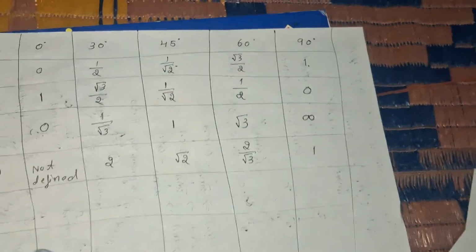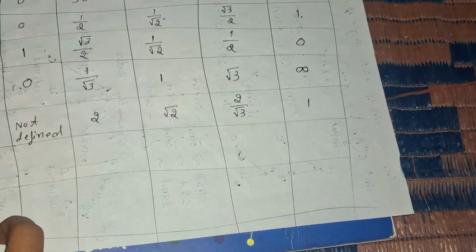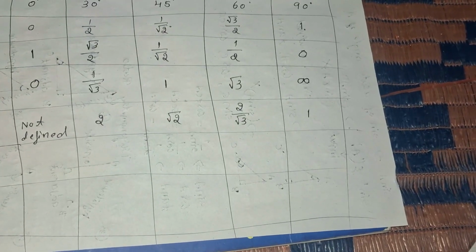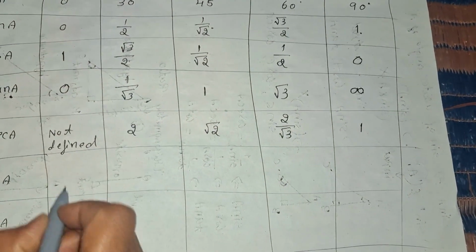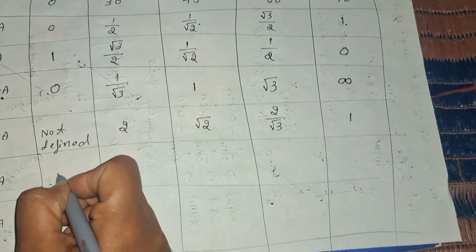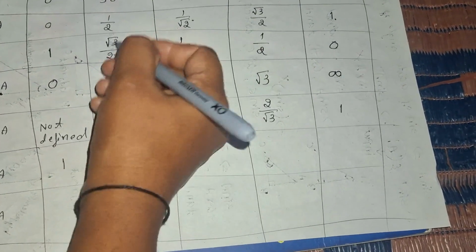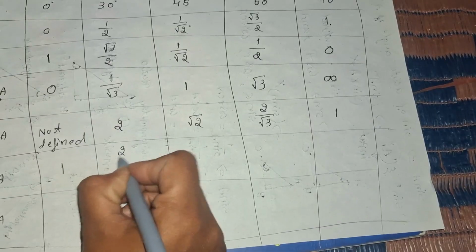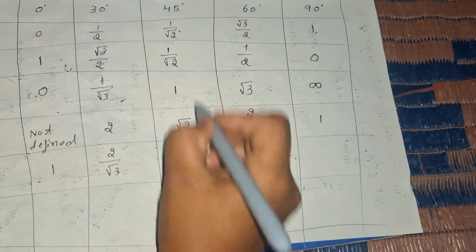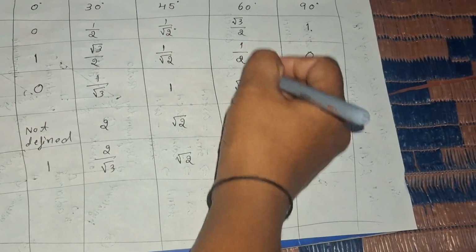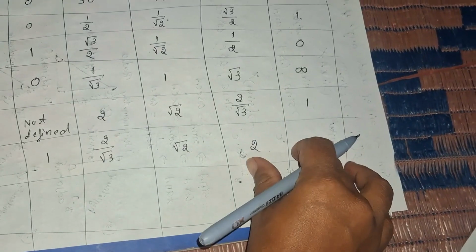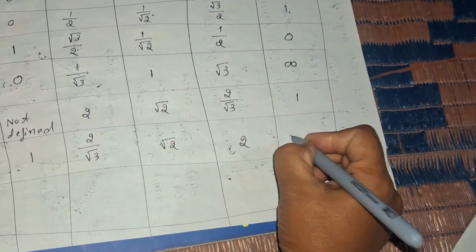for your understanding level. So what is secant A? Secant A is the reciprocal of cos A. 1 by cos A equals secant A. So take the reciprocal of those values. 1 by 0 is what? Not defined. Reciprocal of 1 is 1. Then reciprocal of root 3 by 2 is 2 by root 3. 1 by 1 by root 2 is root 2. 1 by 1 by 2 is 2.